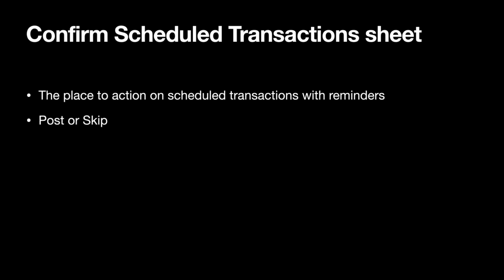So when you're looking at this confirmed scheduled transaction sheet, you'll see a list of your upcoming scheduled transactions, and you'll be able to post or skip them. You can do this in iOS directly from the summary screen. When you choose to post a scheduled transaction, it's going to insert it into the appropriate account based on whatever account it's going to post to. If you choose to skip it, it's just going to advance the next due date for that scheduled transaction and not insert anything into your accounts, and it won't affect your balance.